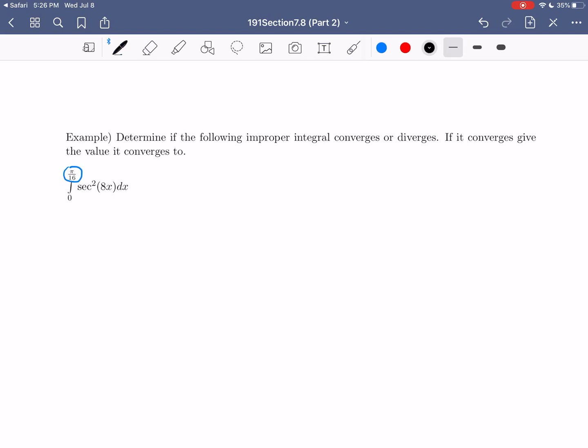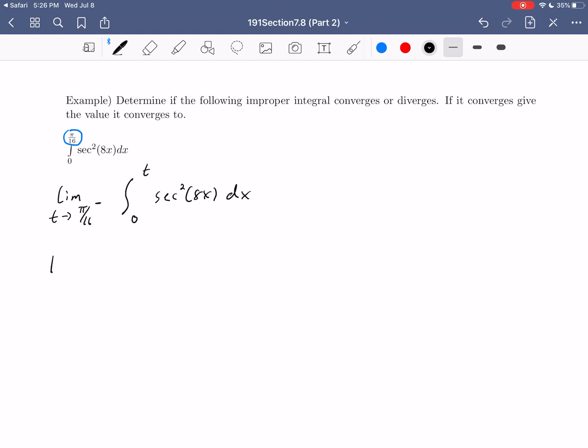So we're going to need to rewrite this as the limit as t approaches pi over 16, and we'd be approaching pi over 16 from underneath since we're going from 0 to pi over 16. So pi over 16 minus there. And then we'd have our integral from 0 to t of that secant squared 8x dx. This should be pretty easy to do. We know that the integral of secant squared is tangent. This is a linear substitution, so we'll get an extra factor of 1/8. You could do it as a u sub, but I'm just going to do it in one line instead. So this will become 1/8 tangent of 8x evaluated from 0 to t.